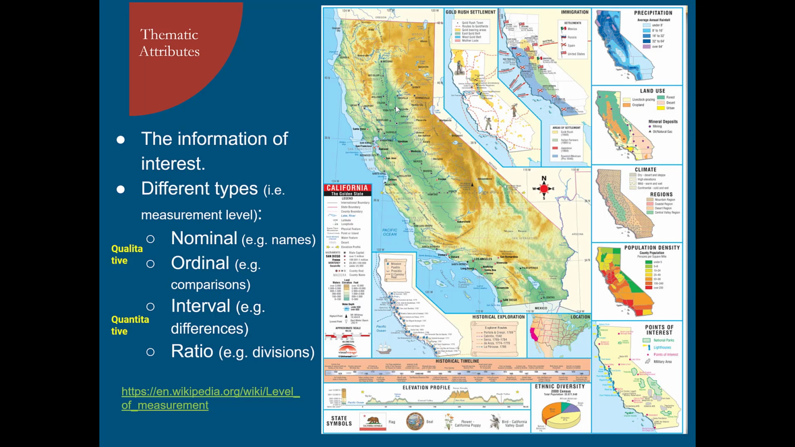We emphasize the difference. The last but not least, ratio. Okay, so for example, all the precipitation here, the absolute number, and the climate, the temperature, and population, they are all ratio information. Quantitative. You can do mathematic calculation using this information. So you can see one place actually can have a lot of thematic attributes, and each of them will fall into one of those 4 categories.